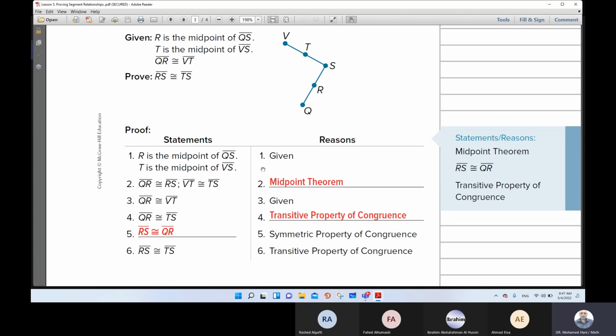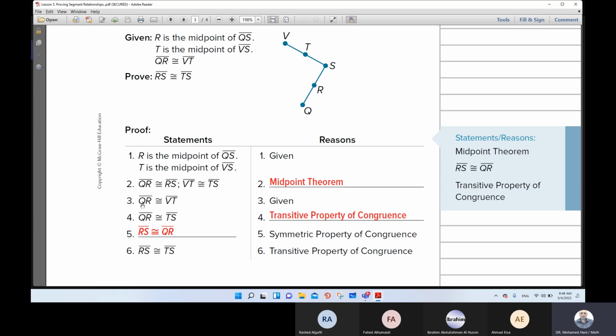At first, start from the given information. R is the midpoint of segment QS. T is the midpoint of segment VS. As you remember, midpoint means if R is the midpoint of segment QS, then QR equals RS, and when T is the midpoint of segment VS, then VT equals TS. So we can write segment QR congruent with segment RS and segment VT congruent with segment TS. This is the midpoint theorem.